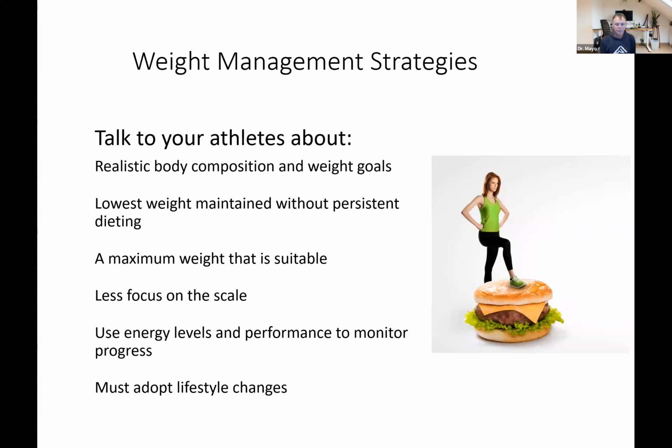We want to set a realistic goal, obviously, body composition and a weight goal. And these are some of the questions I ask: what's the lowest weight you've maintained without dieting? What's the lowest weight you've been before? And how long ago was that? Most of them will say, oh, it's back 20 years ago when I was in high school. Well, that's probably not realistic for us to try to achieve. Let's start with something a little smaller. And then what's the maximum amount of weight? What's the biggest you've been? To put that in perspective for them.